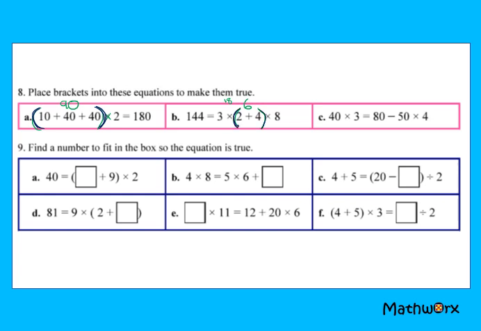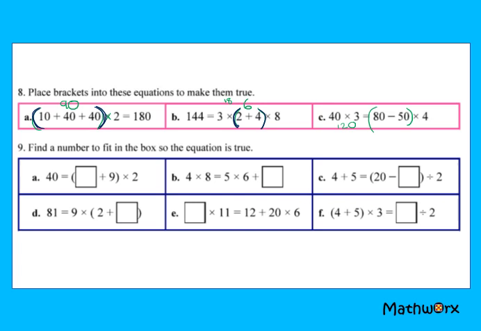And if we look at C, we have 40 times 3. And 40 times 3 gives me 120 equals 80 minus 50 times 4. So you have to think to yourself, what do we have to times by 4 to get 120? 30. And in order to get 30, we have to put the brackets around the 80 and the 50, because 80 minus 50 is 30, and 30 times 4 gives me 120. Okay, and let's quickly look at 9.